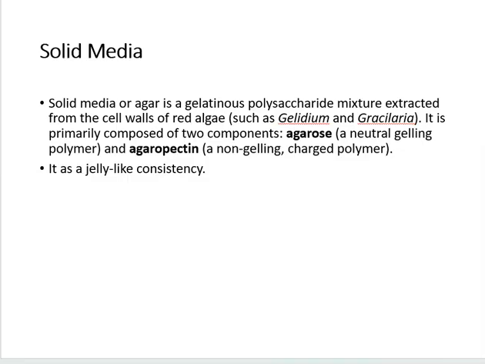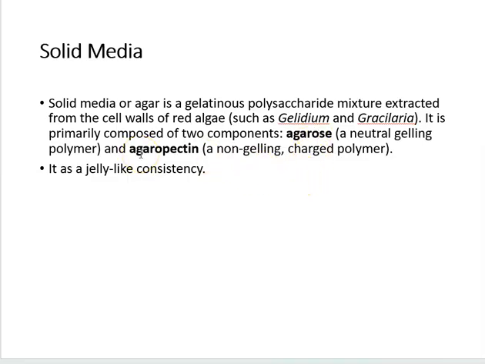Okay, so our solid media is gelatinous. It isn't jelly-like. I mean, you literally can pull it out of the agar plate and kind of flap it a little bit. It tears easily. It's very soft. And it's made from a polysaccharide mixture from the cell walls of red algae. Okay, and the main thing is it has agarose, which is a naturally gelling type polymer.